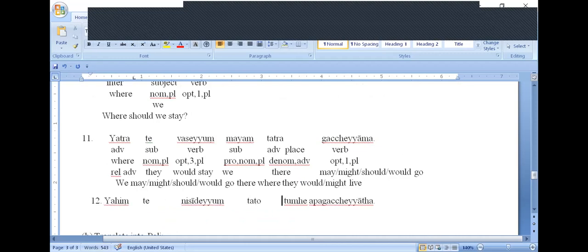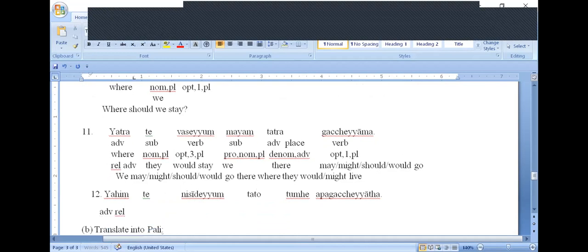Okay, next sentence. Intermediate student, anybody? This is a little bit long one. Okay, Sadi. Yahim is relative adverb. They will be the subject. So nisideyong will be the verb. Tato is a demonstrative adverb. Tumhe is the subject. And apagacheyato will be the verb.